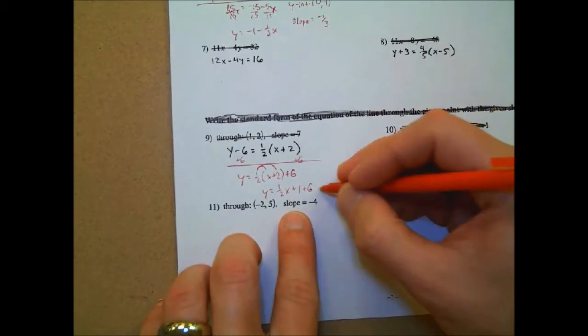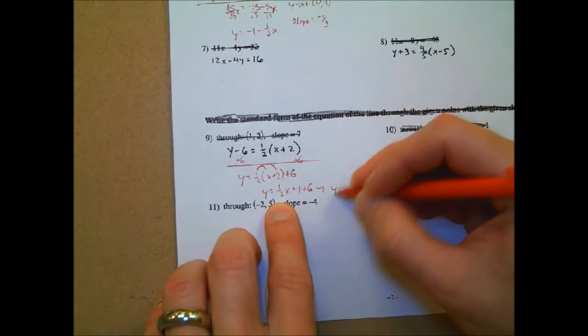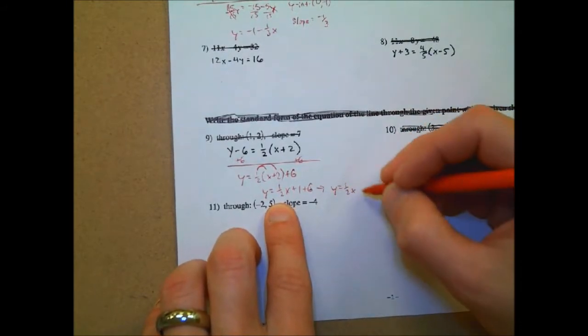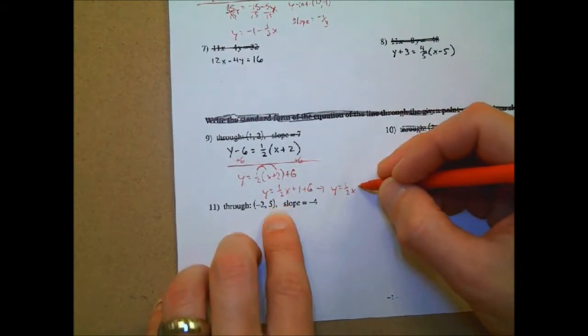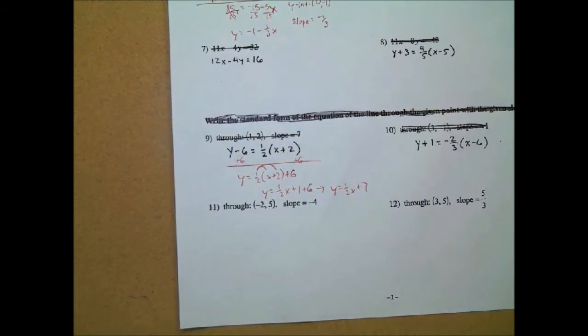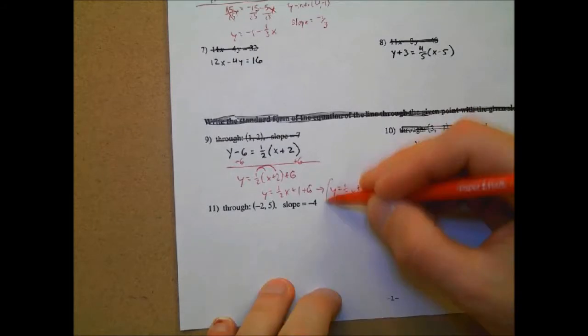And then how can I finish simplifying here? It'll be y equals 1/2 x. Combine like terms, what do we get? 7. Okay, so we get y equals 1/2 x plus 7. So it's the same principle. You get the y by itself, and then simplify your equation a little bit. That's all you had to do. And we get y equals 1/2 x plus 7, okay?